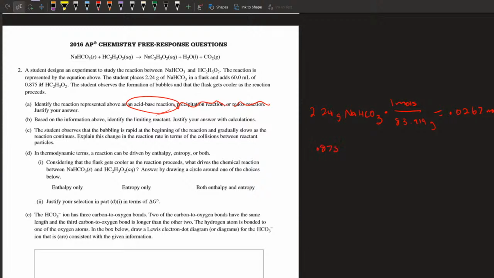We're given 0.87 molar acetic acid. But what is the relationship between moles and liters? Because we're given liters here. We know that molarity is equal to number of moles in the reaction over liters of solution. And we want to find out what N is, and we're given M and L. We can manipulate this equation so that N is equal to M times L. Then we can plug in what we're given: 0.875 molar times 0.06 liters, because we are given 60 ml. And that's going to be 0.06 liters. So at the end, we get 0.0525 moles of acetic acid.